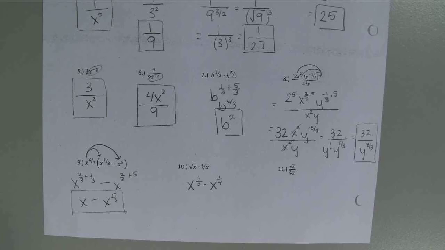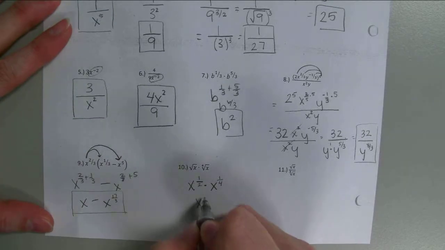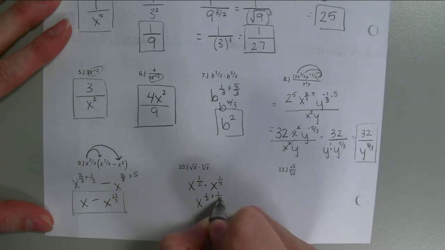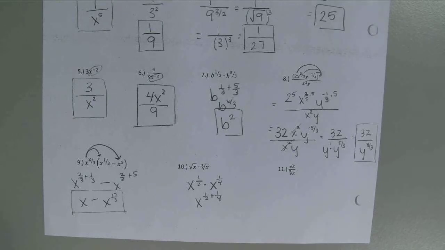At this point, we've changed them. Number 7, what did we do with number 7? When we multiply bases, we add exponents. So this is just going to be x to the 1/2 plus the 1/4 power. X to the 3/4. You got it.